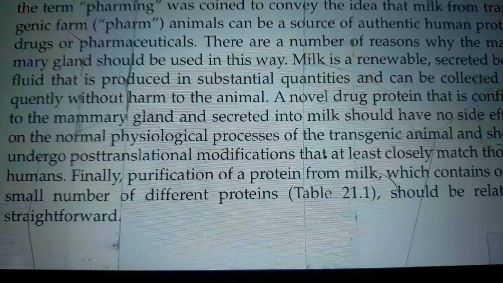There are a number of reasons why the mammary glands should be used in this way. Milk is a renewable, secreted body fluid that is produced in substantial quantities and can be collected frequently without harm to the animal. A novel drug protein that is confined to the mammary gland and secreted into milk should have no side effects on the normal physiologic process of the transgenic animal and should undergo post-translational modifications that at least closely match those in humans. Finally, purification of a protein from milk, which contains only a small number of different proteins, should be relatively straightforward.